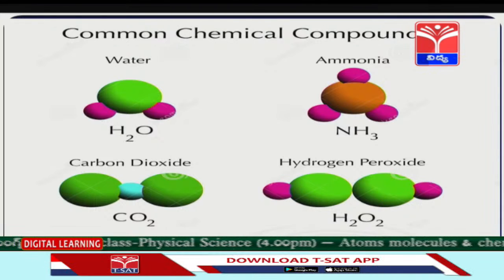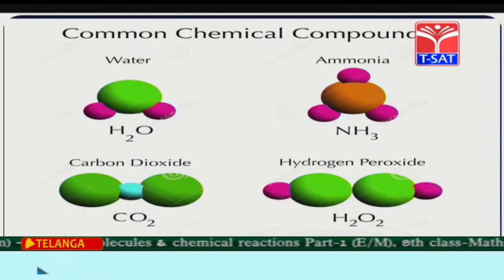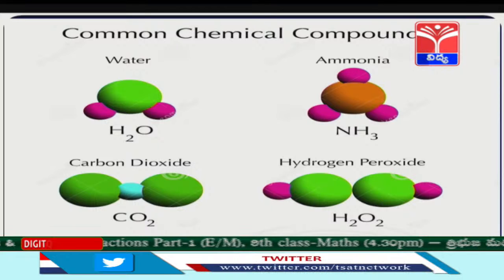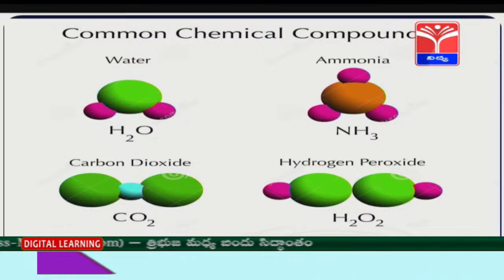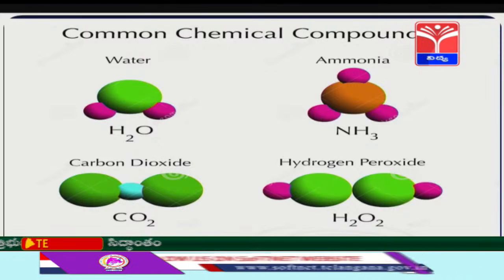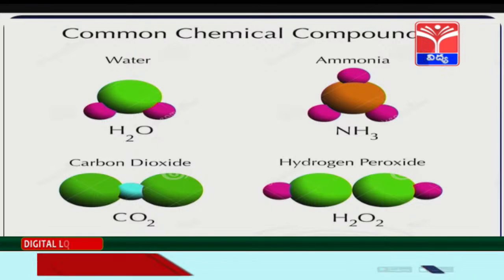Here ammonia is a molecule, it exists in the form of a compound. In this example you can see 1 nitrogen atom combines with 3 hydrogen atoms, and in the same way carbon dioxide and hydrogen peroxide. Hydrogen peroxide is a compound which is made up of 2 atoms of oxygen and 2 atoms of hydrogen.